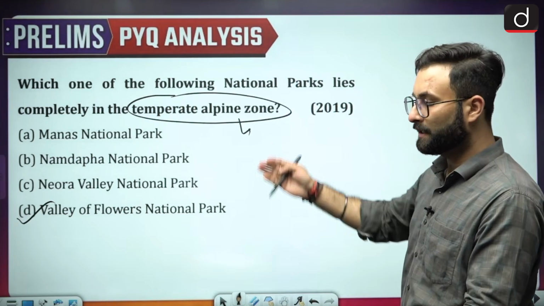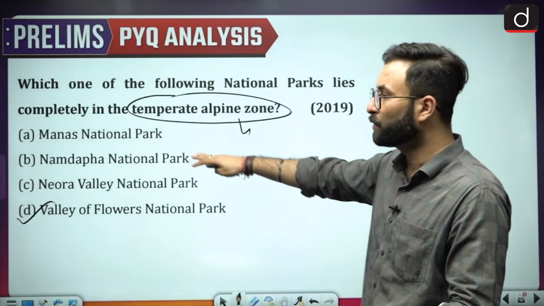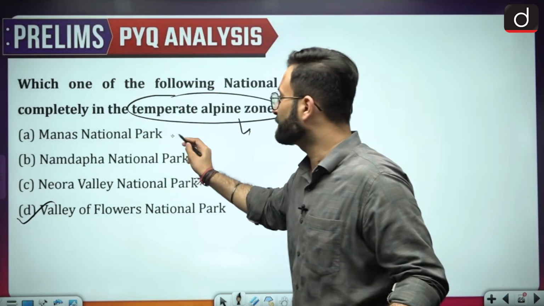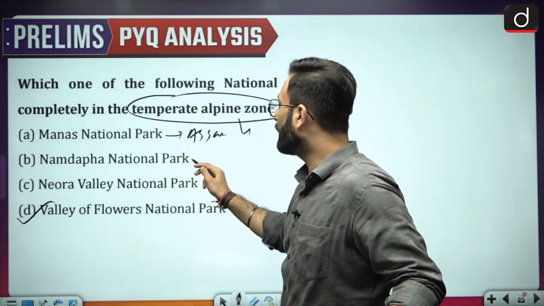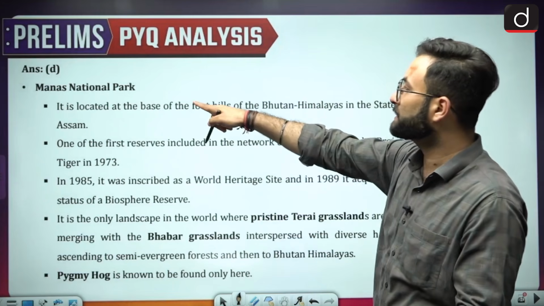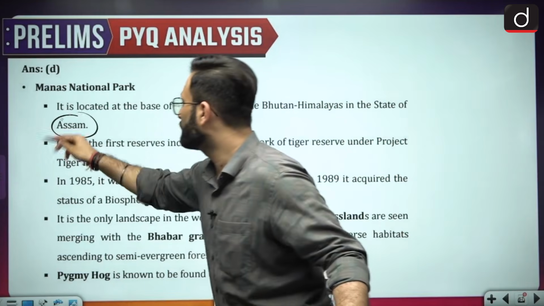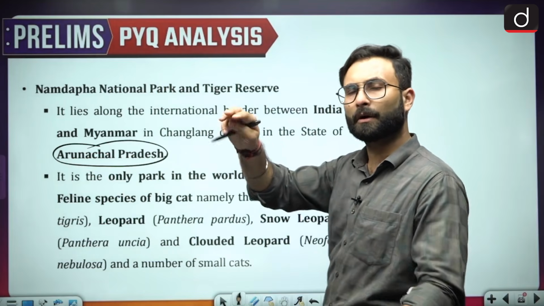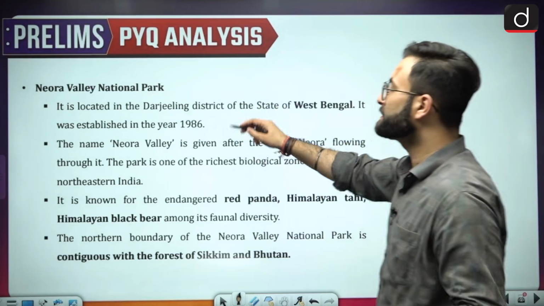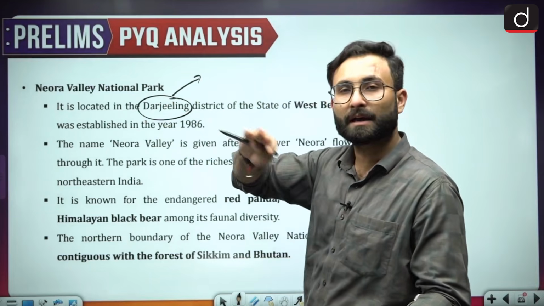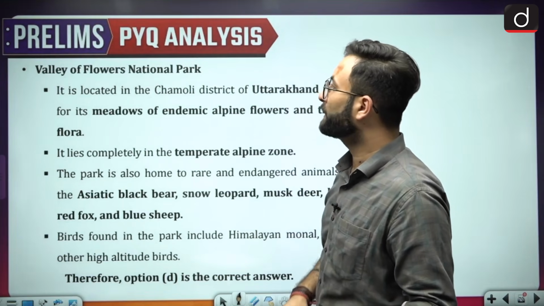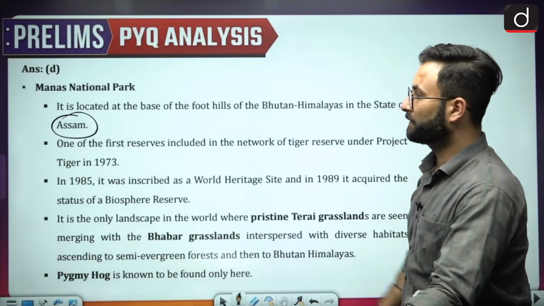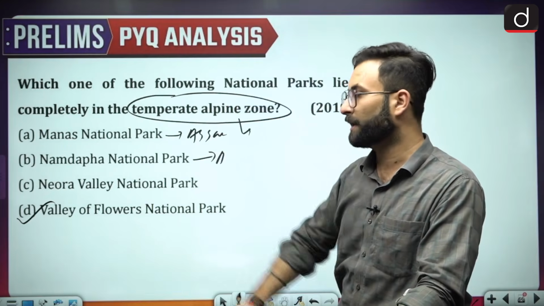When we talk about the locations of these national parks, I have already told you about them. The list is there, so you can go through that. Manas is in Assam, we know that. Namdapha is in Arunachal Pradesh, located on the border of India and Myanmar. Neora Valley is in Darjeeling, West Bengal, and is famous for the red panda. Valley of Flowers is in Chamoli district, Uttarakhand. So we have all four, and Valley of Flowers is your right answer.